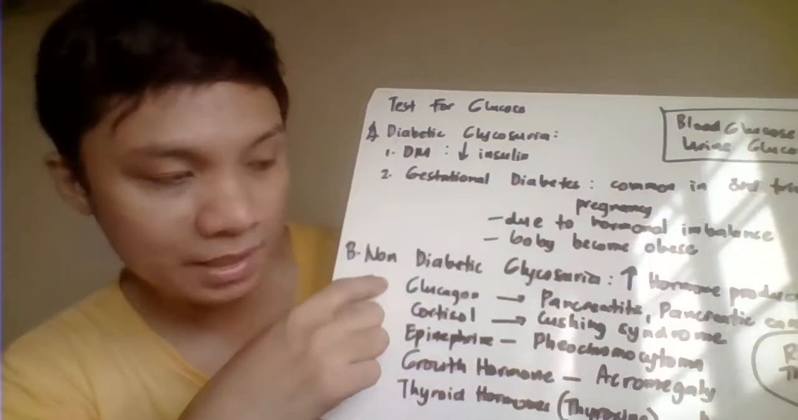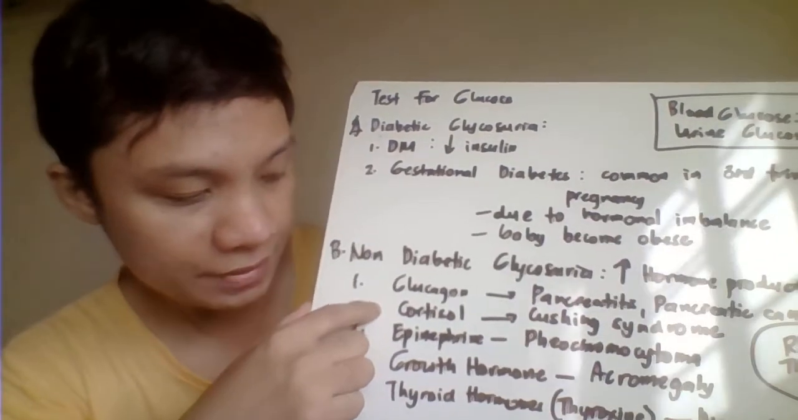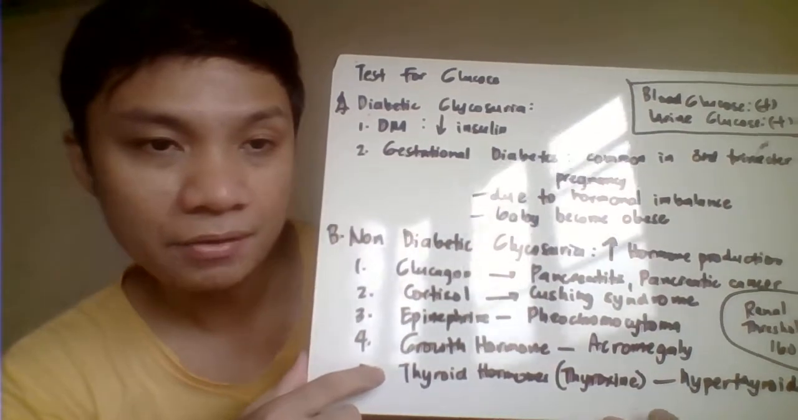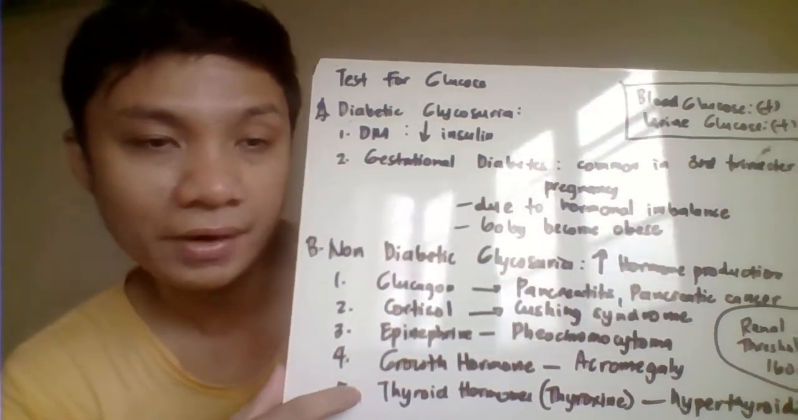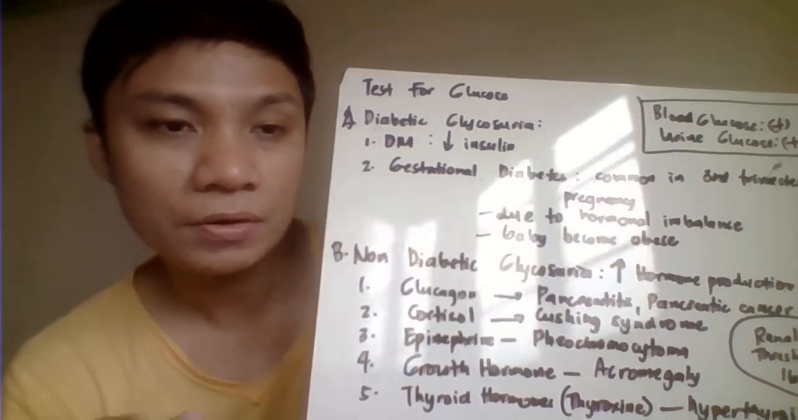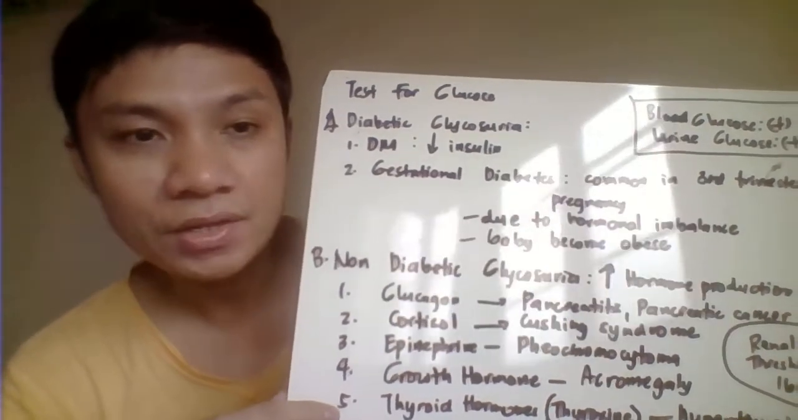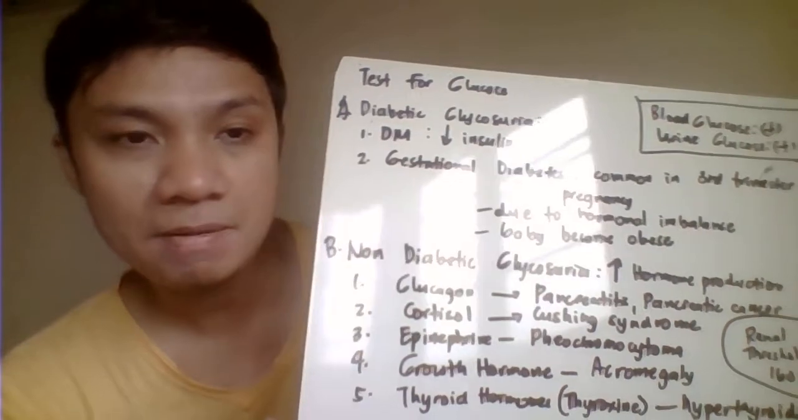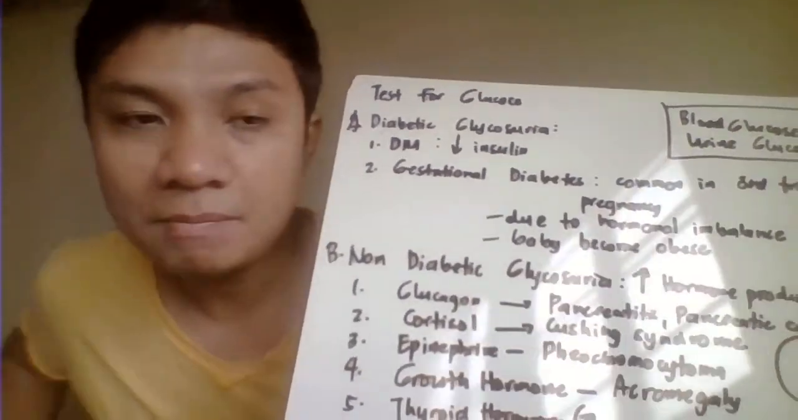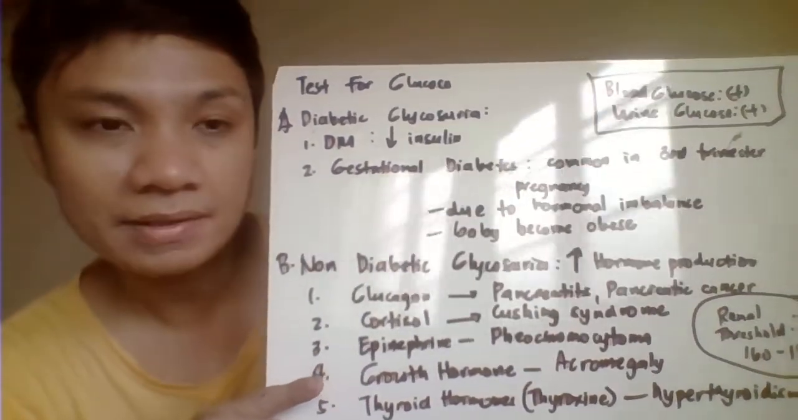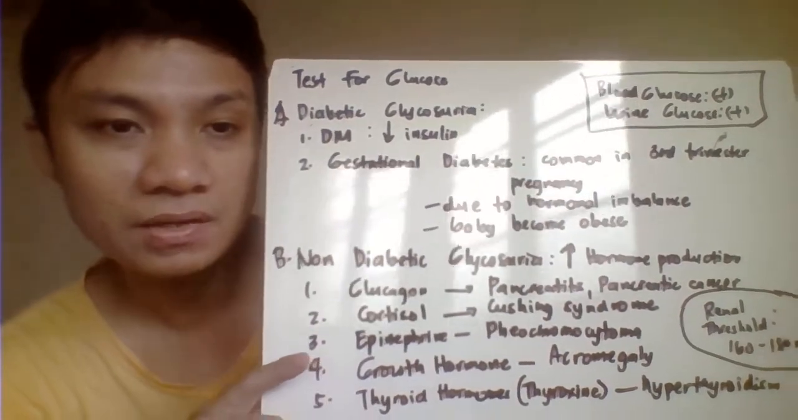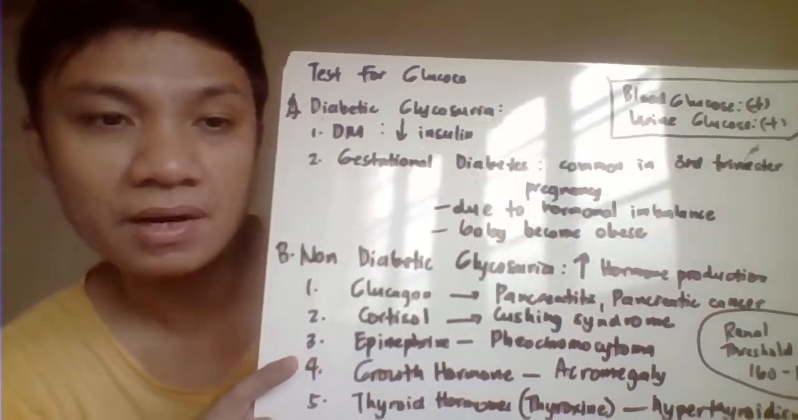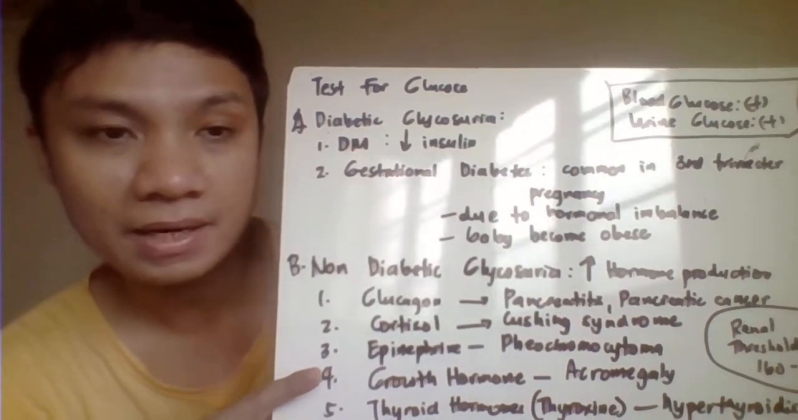However, other hormones like glucagon, cortisol, epinephrine, growth hormone, and also the thyroid hormones, thyroxine, T3 and T4, tend to increase your glucose level. Okay, so the increased blood glucose level in our body could be attributed to the presence of diabetes mellitus. And diabetes mellitus is characterized by decreased production of insulin. Insulin is produced by the beta cells of the islets of Langerhans of our pancreas.